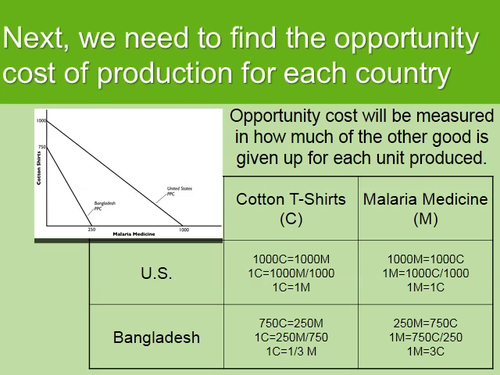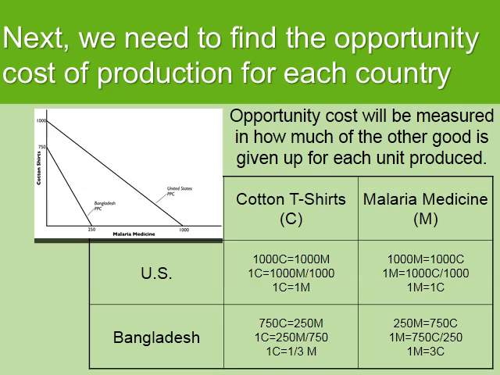The next thing we're going to have to do is find the opportunity cost of production for each country. Opportunity cost will be measured in terms of how much of the other good is given up for each unit produced. To find the opportunity cost, we will use our charts and do some simple algebra. We isolate each variable by dividing on both sides so that we know what 1 unit of product will cost us in terms of the other product.